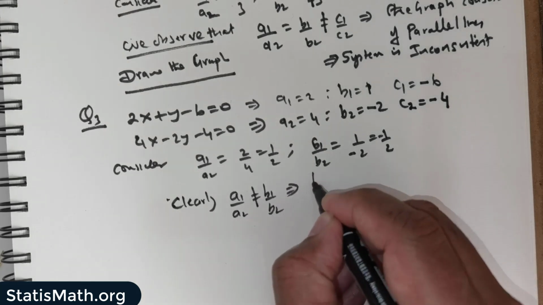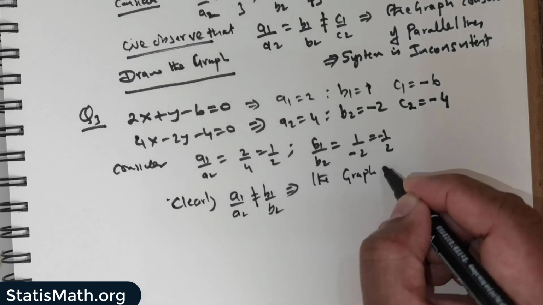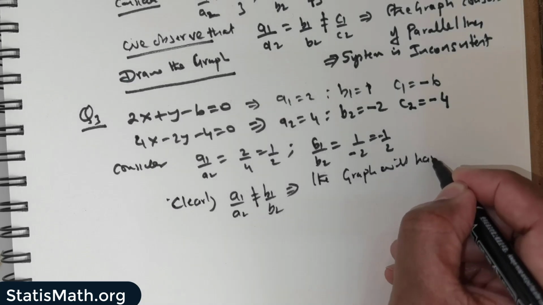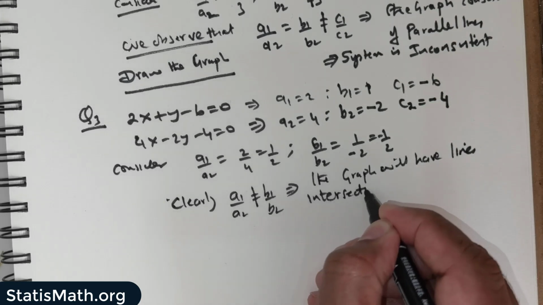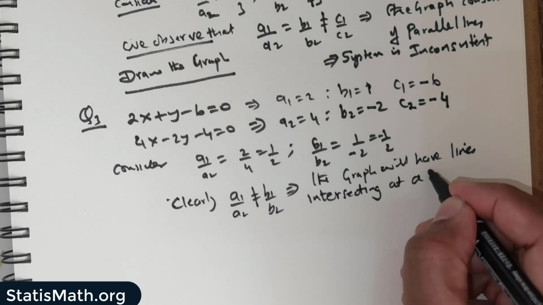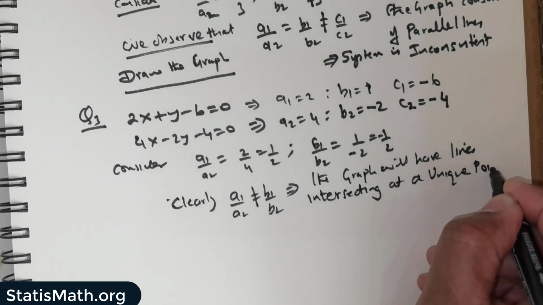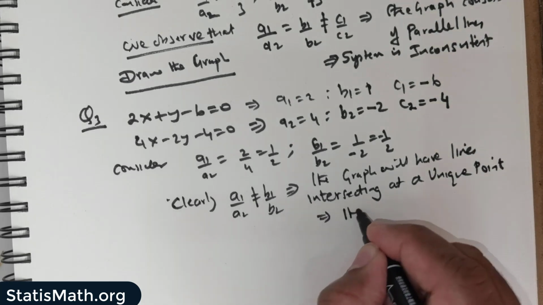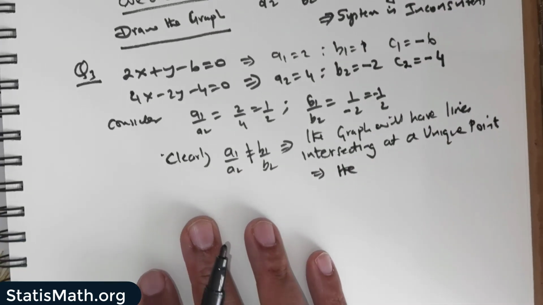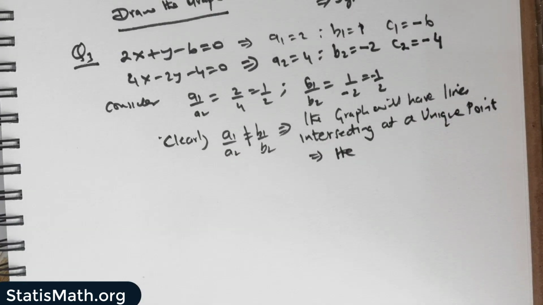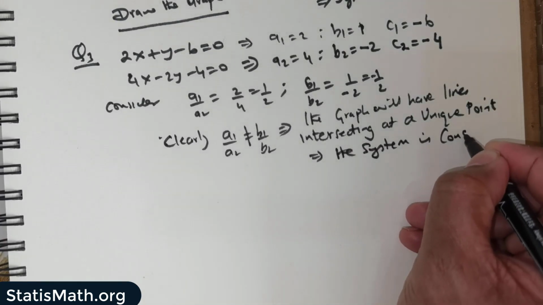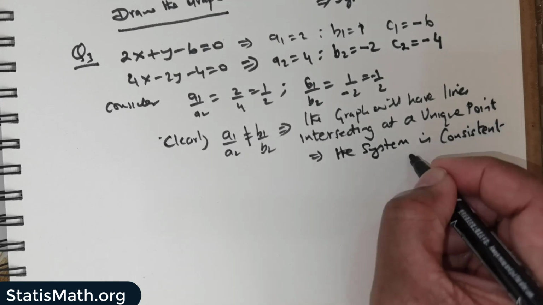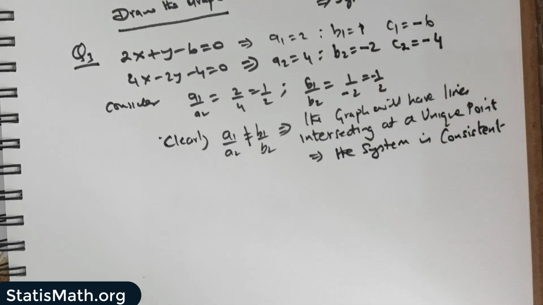So this means the graph will have lines intersecting at a unique point. So this means you can either state it as a pair of linear lines, or you can simply say the system is consistent. You can use that phrase. And you can draw the lines.